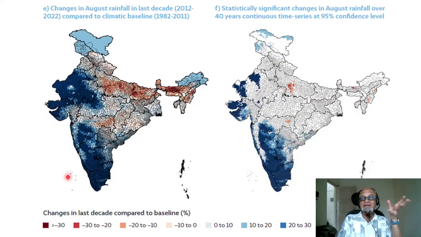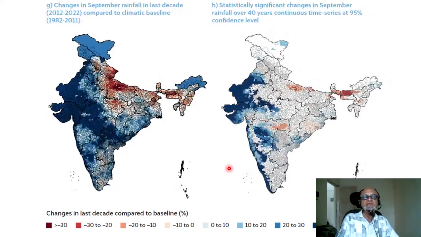You have to then find the dynamics behind the evolution of the monsoon through the season and why and how that is changing. What is the role of the ocean? What is the role of the circulation changes? What is the role of moisture supply? And so on and so forth. This is changes in September.